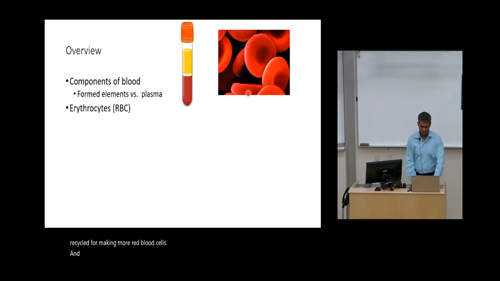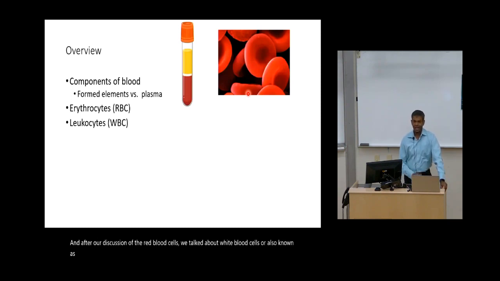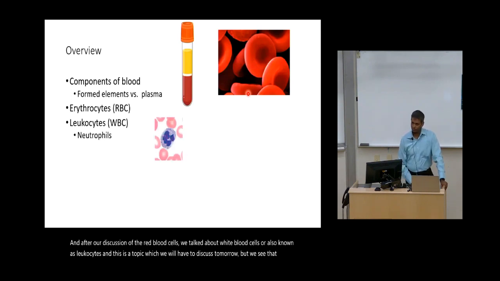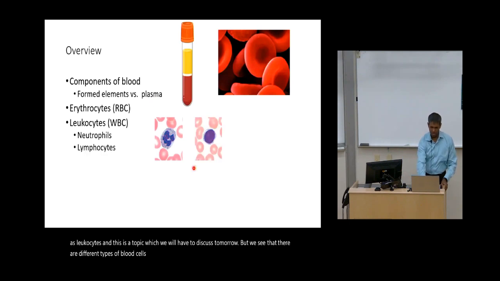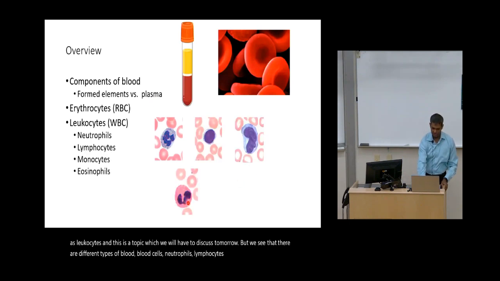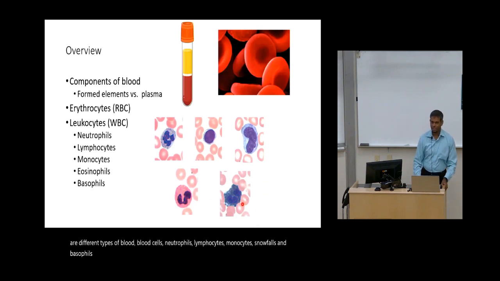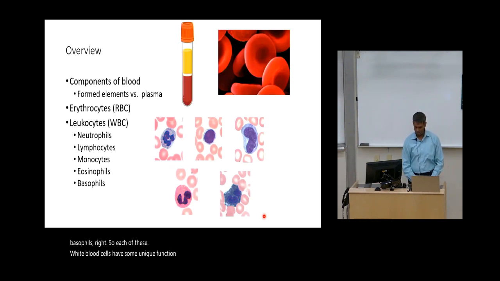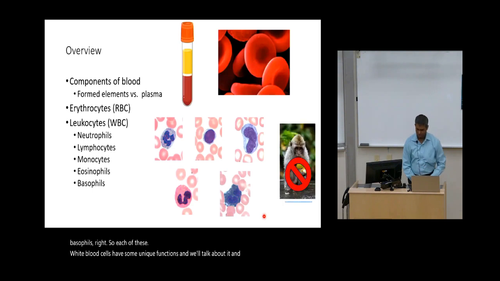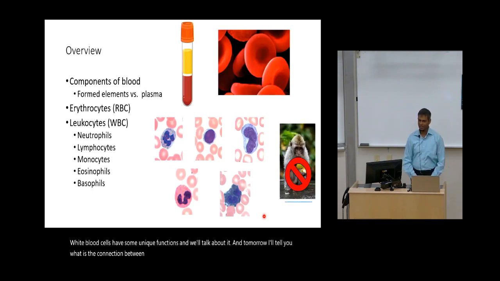And after our discussion of the red blood cells, we'll talk about white blood cells, also known as leukocytes, and this is a topic which we will have to discuss tomorrow, right? But we see that there are different types of white blood cells: neutrophils, lymphocytes, monocytes, eosinophils, and basophils, right? So each of these white blood cells have some unique functions, and we'll talk about it. And tomorrow I'll tell you what is the connection between all of these 5 different cells and this monkey eating a banana, right? So that's something you will have to wait until tomorrow for us to get to.